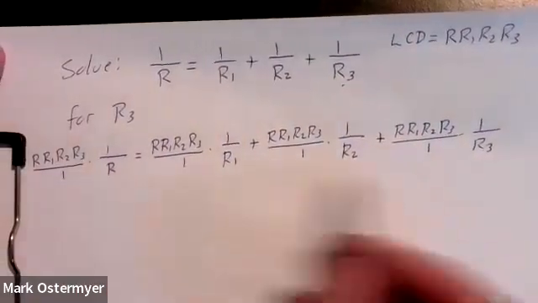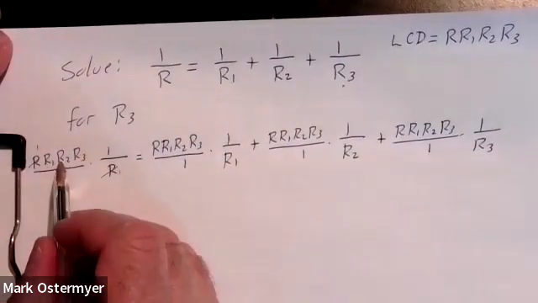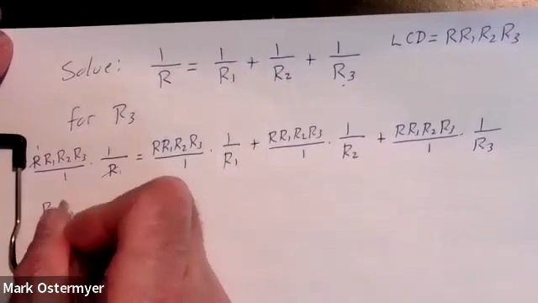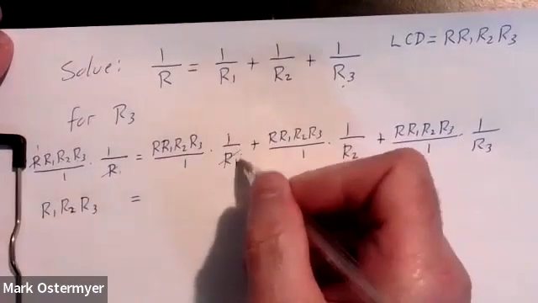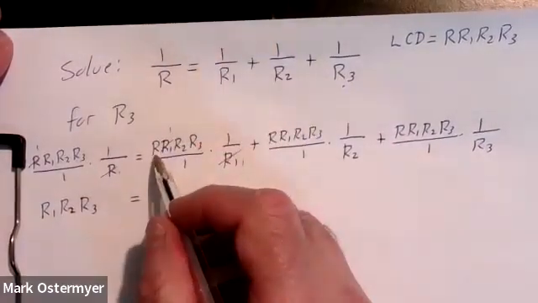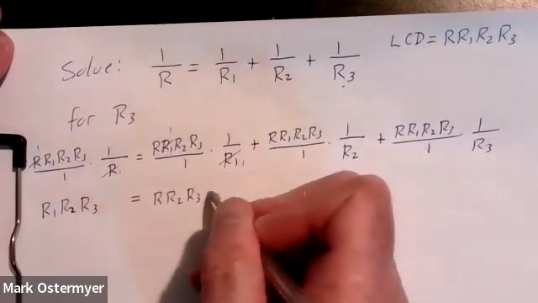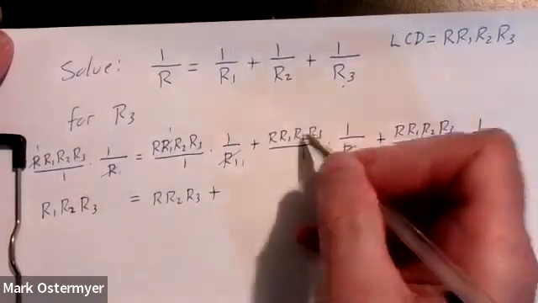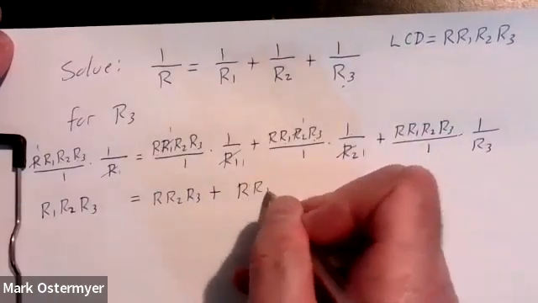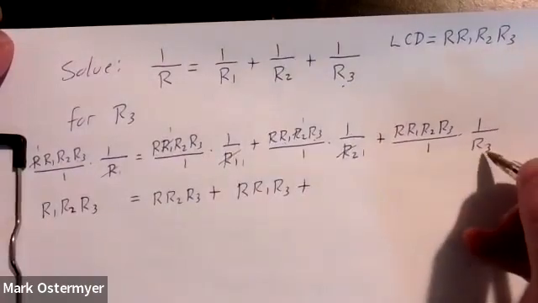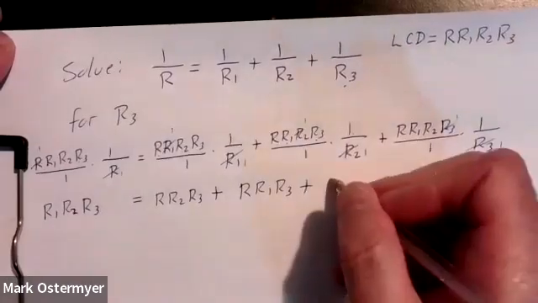All right, now through cross canceling, we're going to eliminate every one of these fractions. Here, the R cross reduces out, and it leaves you with R1 times R2 times R3 times 1, which is R1, R2, R3. Equals, here the R sub 1 drops out with this R sub 1, leaving you with R times R2 times R3 times 1. Plus, here the R2 drops out, leaving you with R times R1 times R3 times 1. Here the R3 drops out, leaving you with R times R1 times R2 times 1.